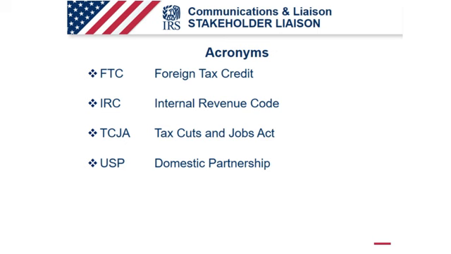Next slide, please. Here are the acronyms that are relevant to today's webinar. They're fairly straightforward. FTC, of course, is Foreign Tax Credit, IRC is Internal Revenue Code, TCJA is Tax Cuts and Jobs Act, and finally USP is U.S. Domestic Partnership.